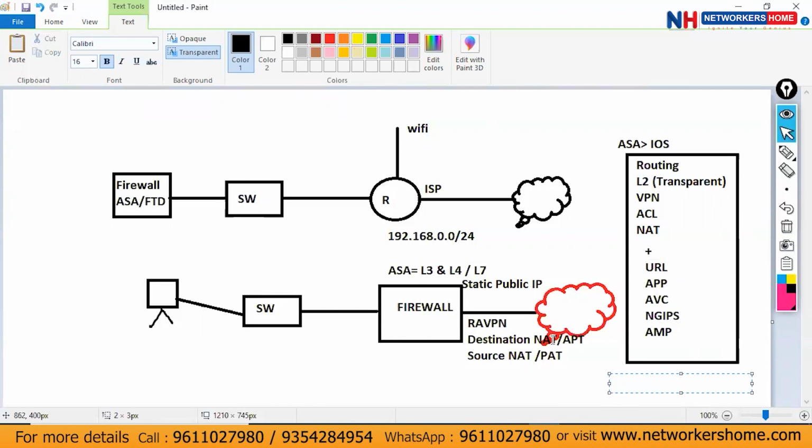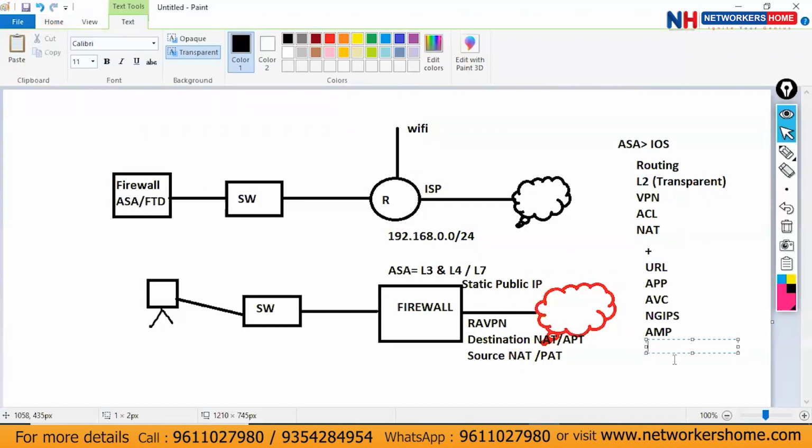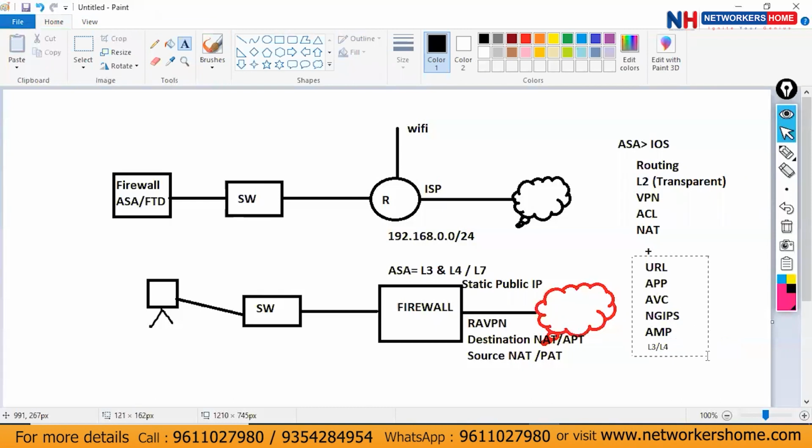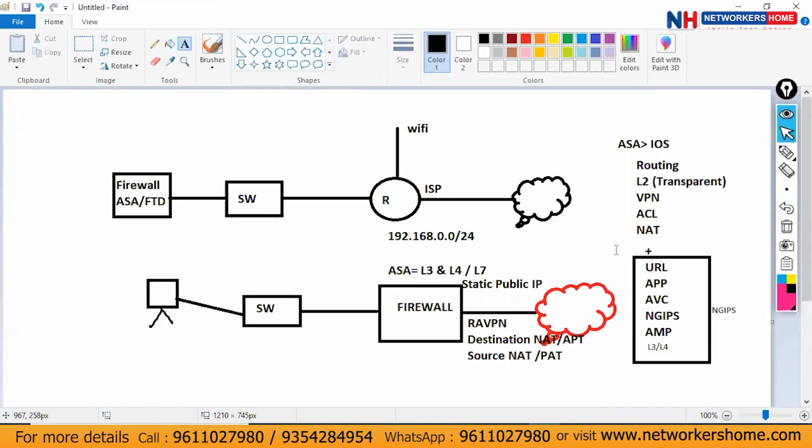But if I combine only this part with L3 and L4, I can do all this part with NGIPS. This part will be a part of NGIPS. This is currently the functionality of your NGIPS. And this is the part of ASA. Right. So currently what we are going to discuss is this part in NGIPS. These are the functionalities present on your NGIPS.